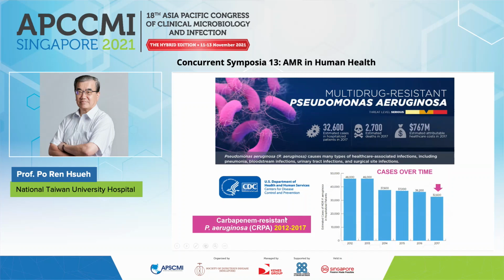If we look at the United States, multidrug-resistant Pseudomonas aeruginosa in 2017, provided by the US CDC, they indicate that in that year there were 72,000 estimated cases in hospitalized patients caused by multidrug-resistant Pseudomonas aeruginosa, and the estimated deaths in 2017 were about 3,000. You can see in the figure on the right side that the real number of cases caused by multidrug-resistant Pseudomonas aeruginosa is actually decreasing from 2012 to 2017. This is data from the United States.